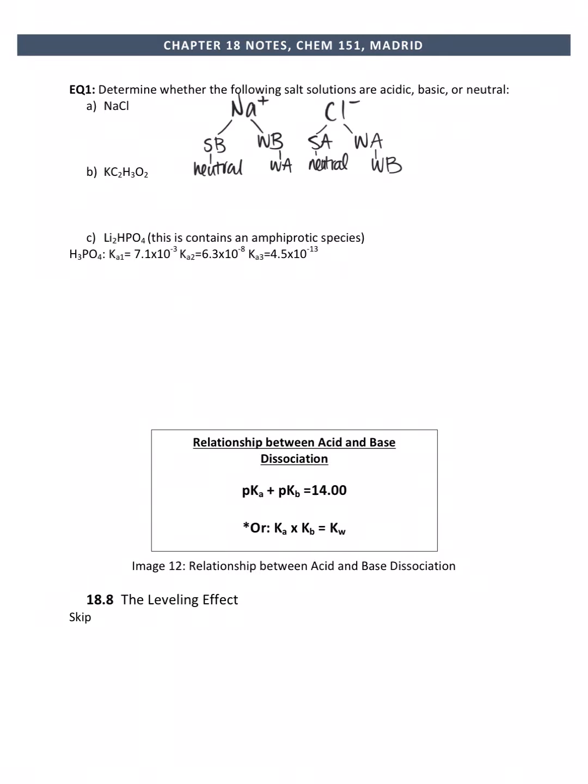Okay, for sodium chloride, that breaks apart into sodium and chloride individually. So let's start with our cation using the flow chart that was on the previous page. We ask the question, does sodium originate from a strong base or a weak base? Well, sodium comes from sodium hydroxide, which is a strong base. Therefore, sodium is neutral. Chloride, does chloride come from a strong acid or a weak acid? It originates from hydrochloric acid, which is a strong acid, therefore chloride is neutral. Since both ions yield neutral solutions, the entire salt solution is also neutral.